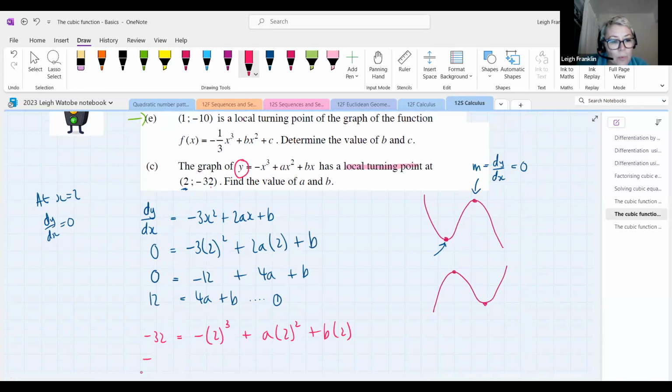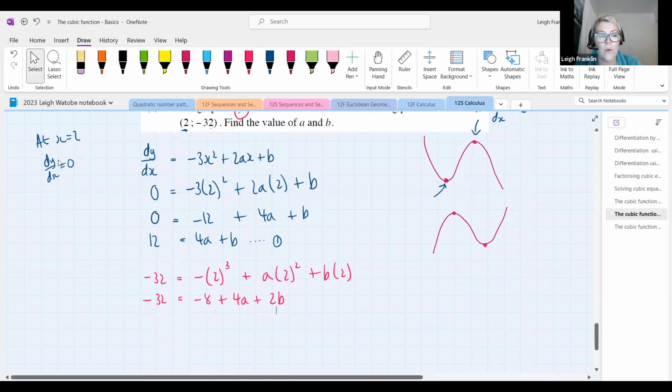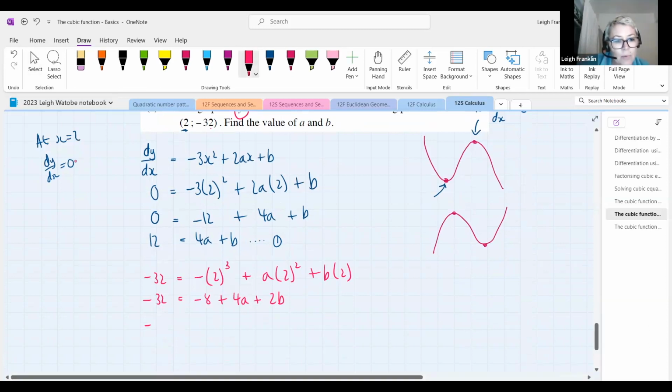And you're going to end up with negative 32 equals negative 8 plus 4a plus 2b. And again, if we get it into a form where our number is on the other side, we would end up with negative 24 equals 4a plus 2b.